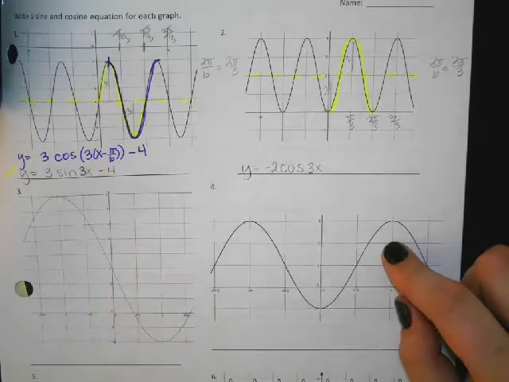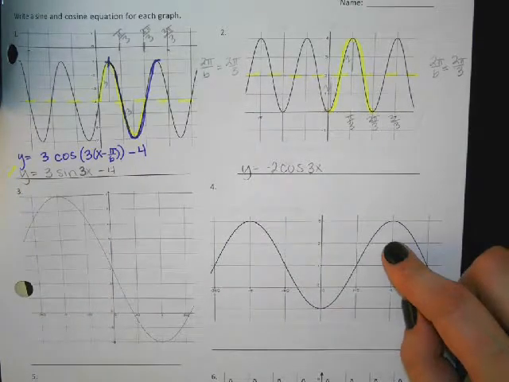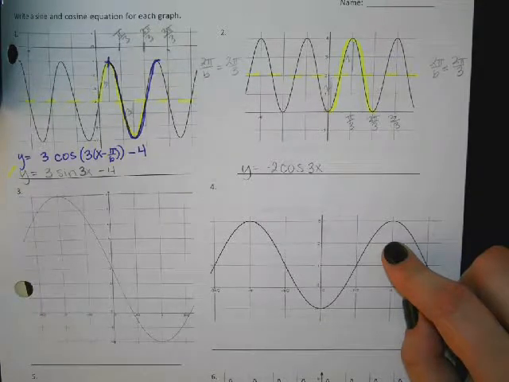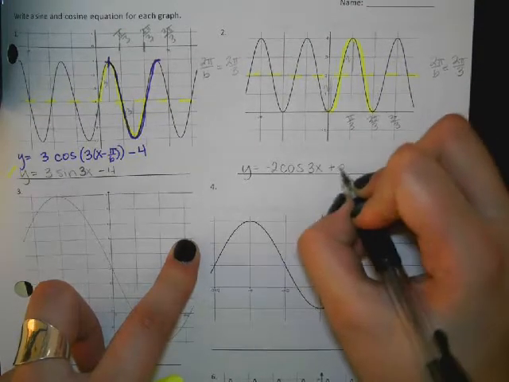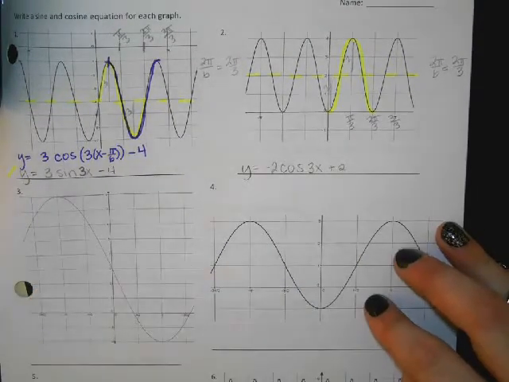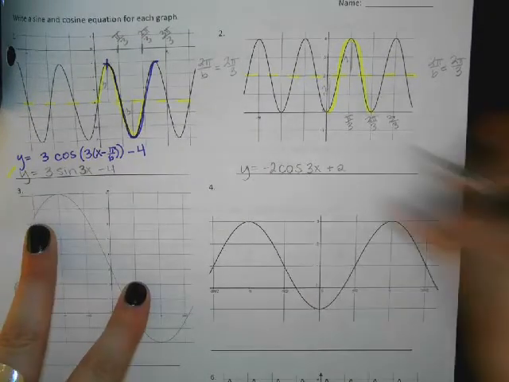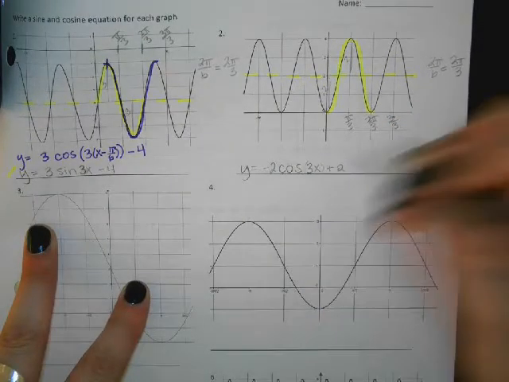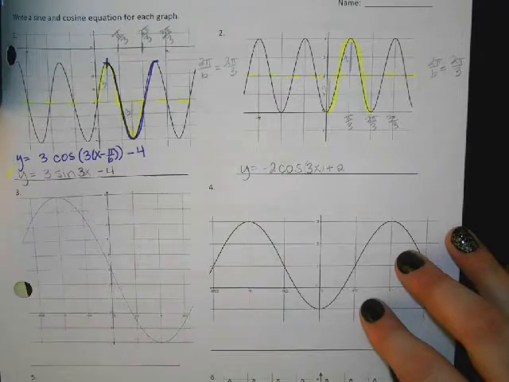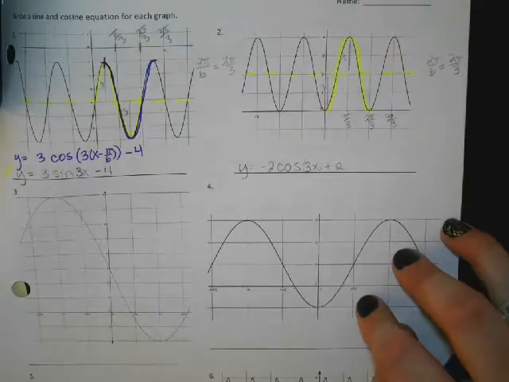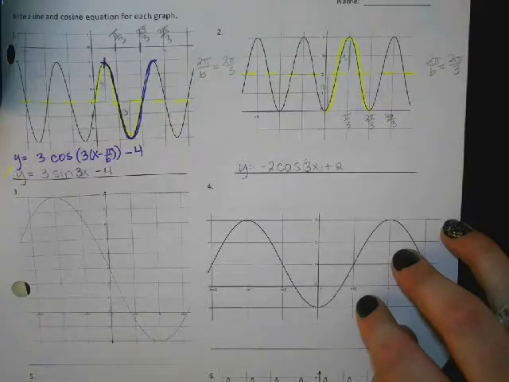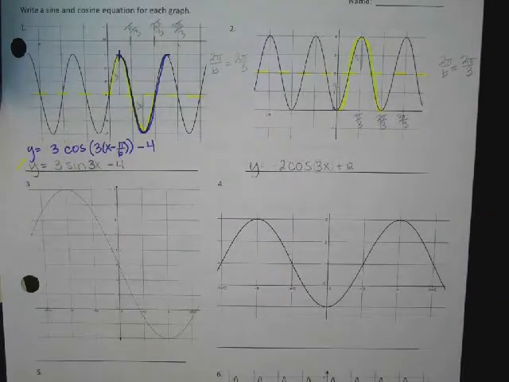And then at the very end, we say how much it has shifted up or down. And the up or down shift is based on the midline. Up 2, plus 2. If we had parentheses here, we would put them around the 3x, and you technically don't need them. All right. How are we doing with that part?